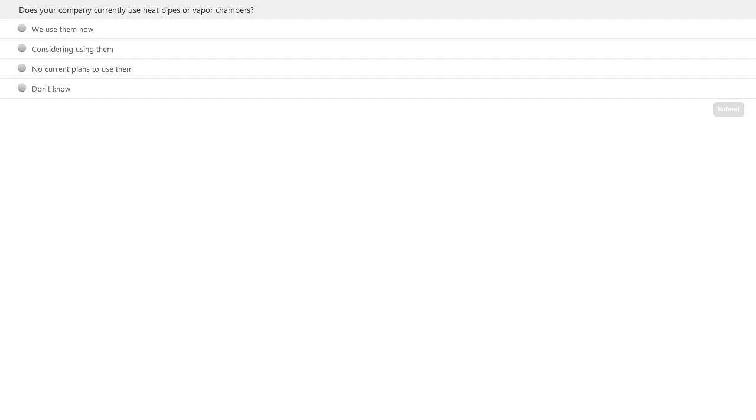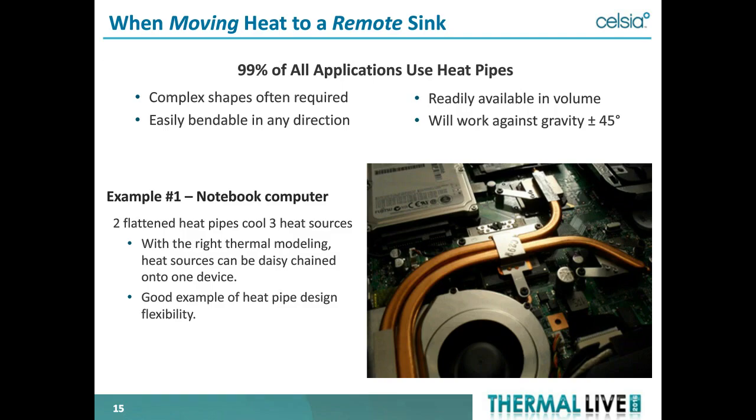And here we have question number 2 for the day. Does your company currently use heat pipes or vapor chambers? Obviously, we're looking for answers as: yes, we use them; we're thinking about using them; and no, we have no plans on using them. And we will move on to the next one, 17. This is a new platform, so bear with me as we learn how to use it.